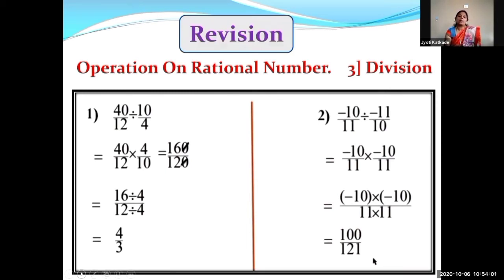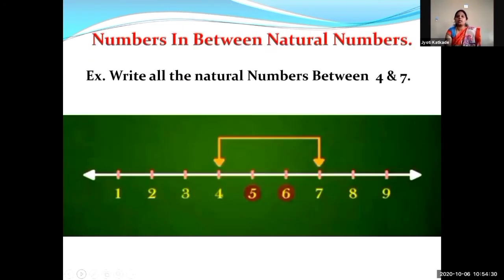When we multiply minus 10 with minus 10, we get 100. When we multiply minus with minus, our answer becomes plus, that is, it is a positive number. 100 divided by 11 into 11, we get 121. I think all of you understand these operations. It's a revision for you. Now see, today's topic is numbers in between rational numbers. So see the next slide on your screen.